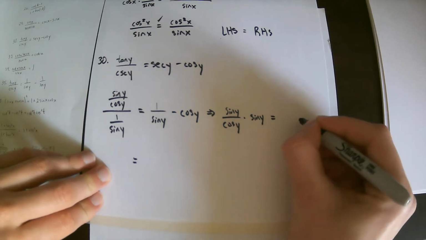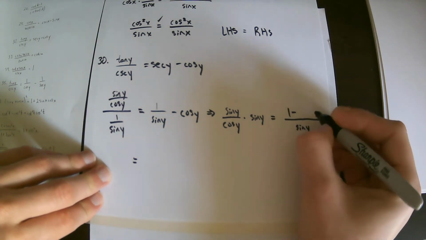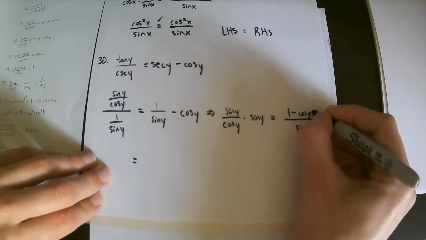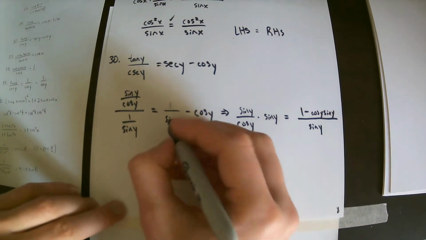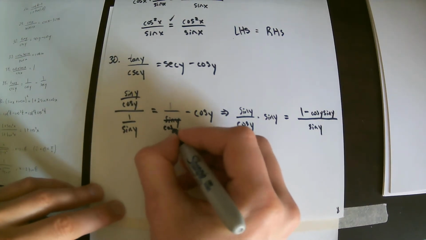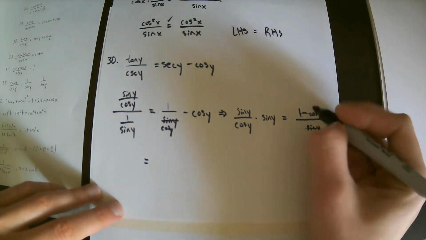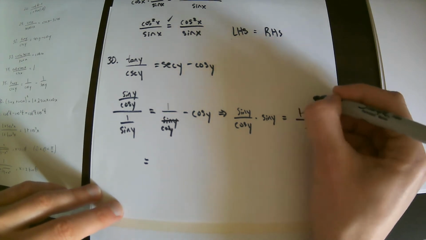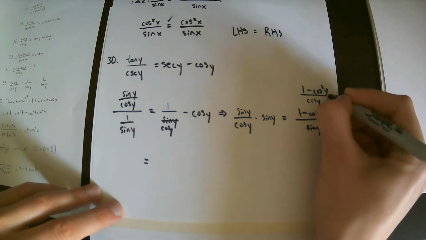And this is going to equal, I'm going to get a common denominator here of sine, and that's going to give me 1 minus cosine y times sine y. Wait a second, this doesn't seem right. Oh yeah, secant is 1 over cosine y. So I messed this side up. This side should be, common denominator is cosine y, and I should get 1 minus cosine squared of y.